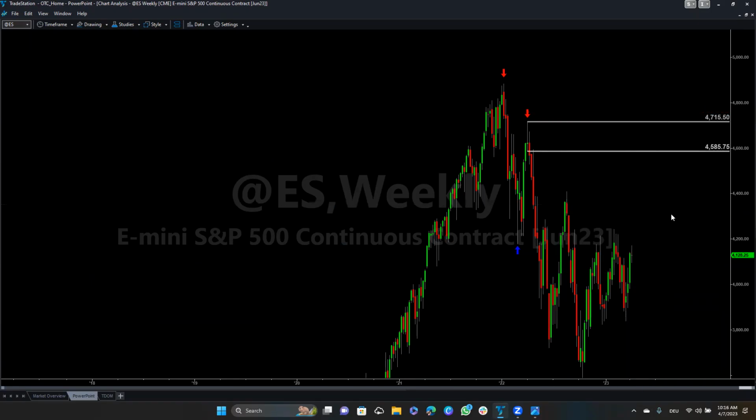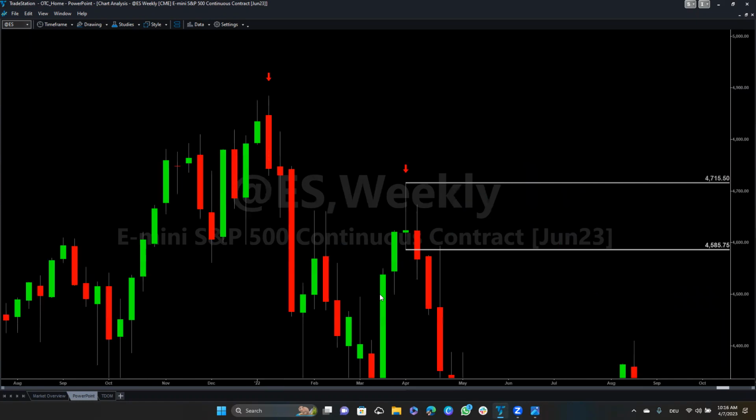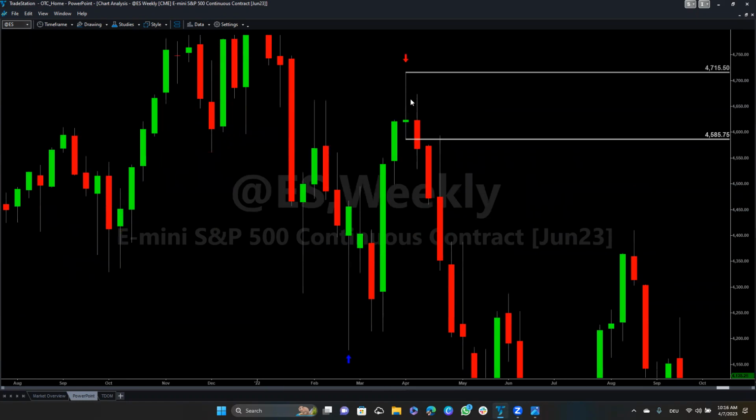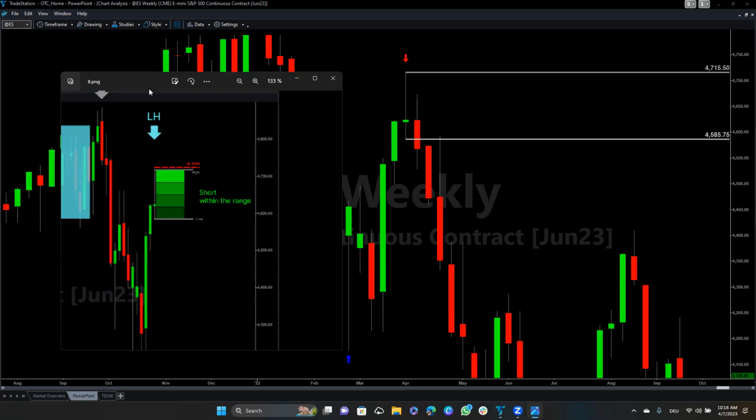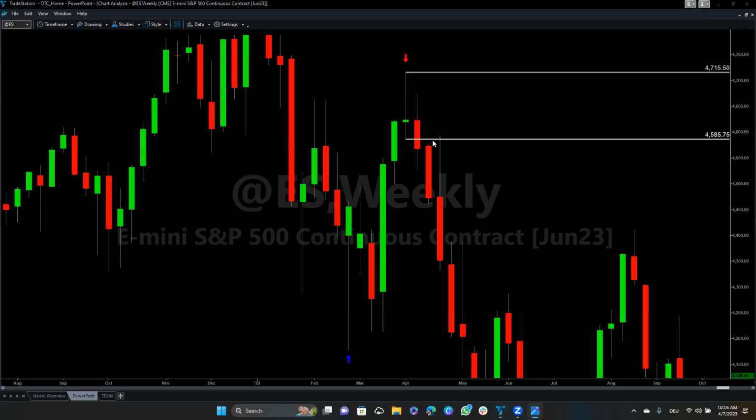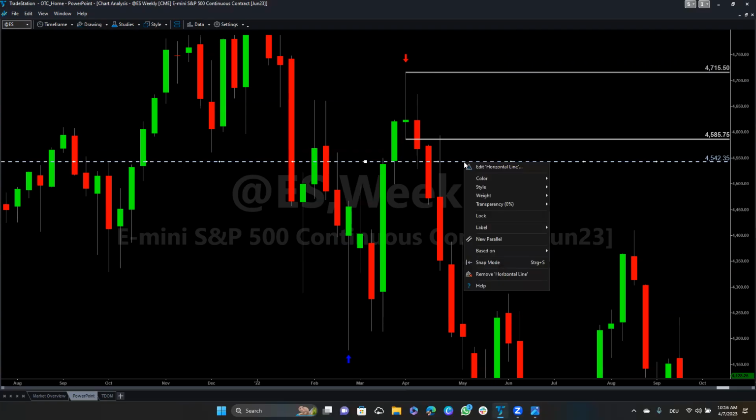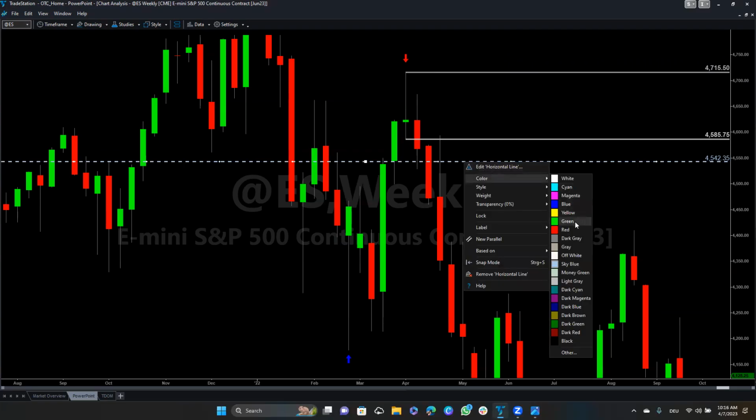Okay, it is the same sample, guys. We created a lower high in the shooting star, and the idea is to short within the range, meaning maybe the zone. Option number one, short below, is too big for you. Then you can choose. You can set an entry.